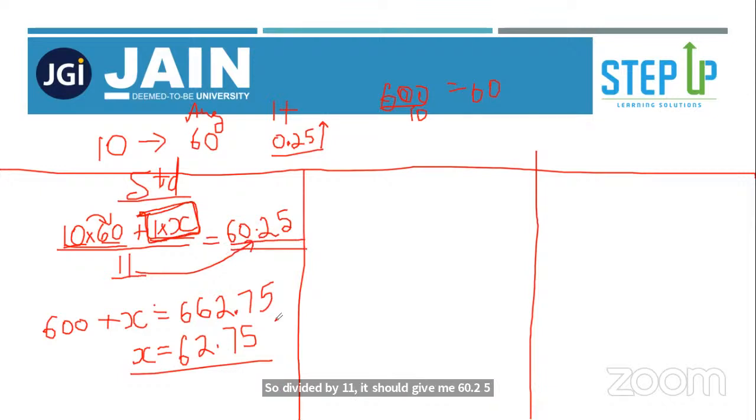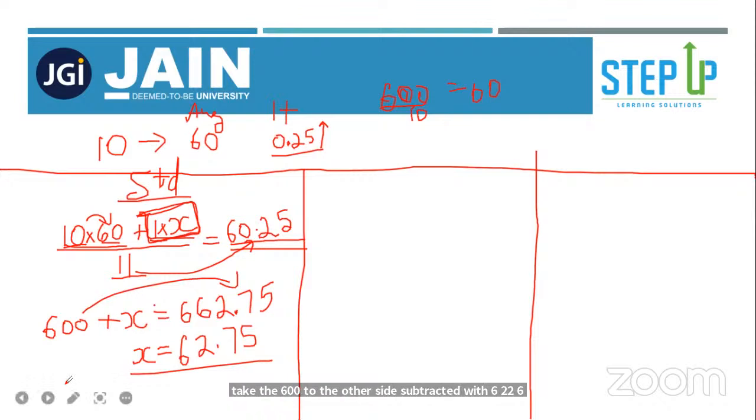Okay, so 60.25. So now 600 plus X equals 662.75. So that means this is getting cross multiplied. Now I take the 600 to the other side and subtract it from 662.75, so that I get the X value as 62.75. Are you clear with the first method?